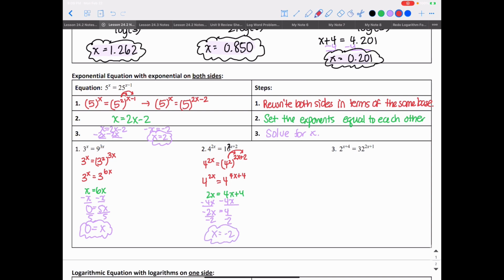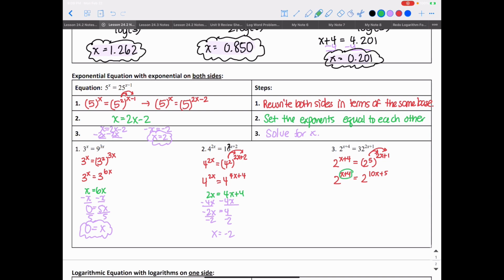For the third example, I have these two sides share a base of 2 in common. The left-hand side I don't need to change, 2 to the x plus 4 power. The right-hand side I'm going to change to 2 to the 5th power. That 32 is 2 to the 5th power, raised to the 2x plus 1 power. I have a power to a power, so I multiply the powers together to simplify. I have 2 to the, make sure you distribute that 5 to the 2x and to the 1. You'll have 10x plus 5 power. 2 to the x plus 4 power is equal to 2 to the 10x plus 5 power.